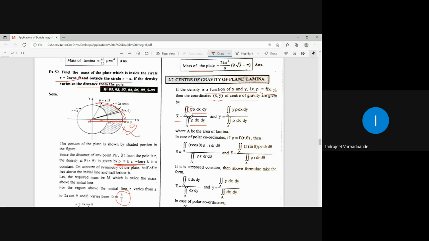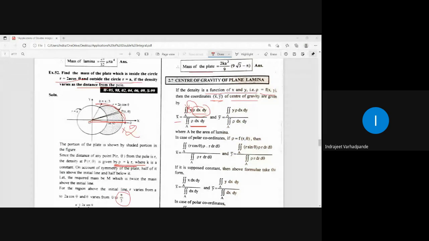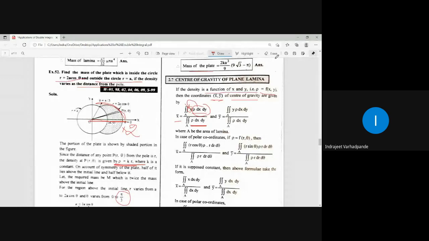Initially this particular integral will be different. This integral will also be different because it is multiplied by x, and while integrating with respect to x, you may get a different answer. So always keep in mind that we cannot directly cancel out. To remember the formula for the x coordinate, x bar is the double integral over A of rho x dx dy upon the double integral over A of rho dx dy.